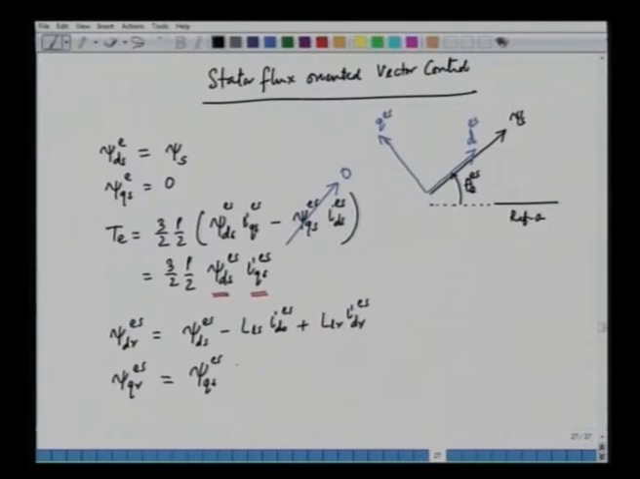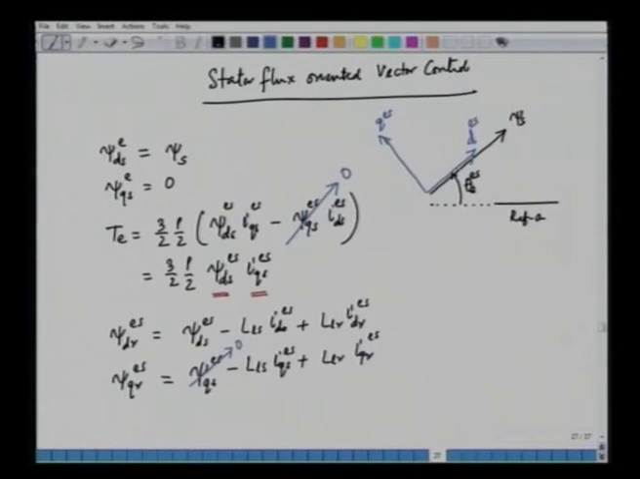Now, this is necessary because we target the stator flux vector. LLS IQS plus LLR IQR. So, what we are trying to do here is write the rotor flux in terms of stator flux psi ds and psi qs. Now, we know that psi qs is equal to 0.